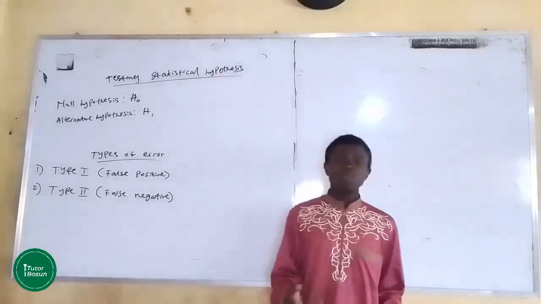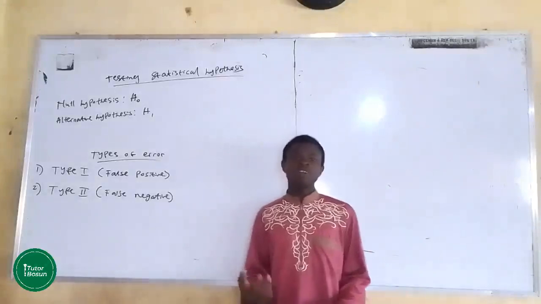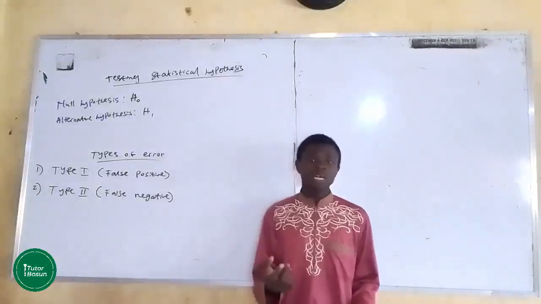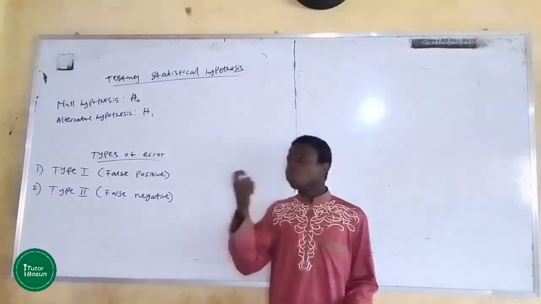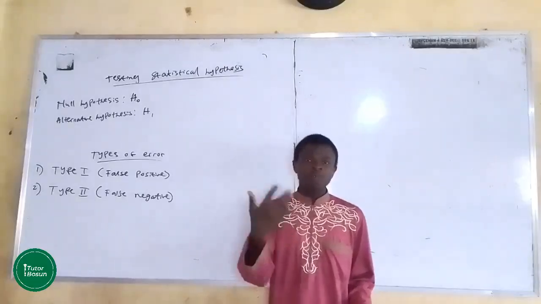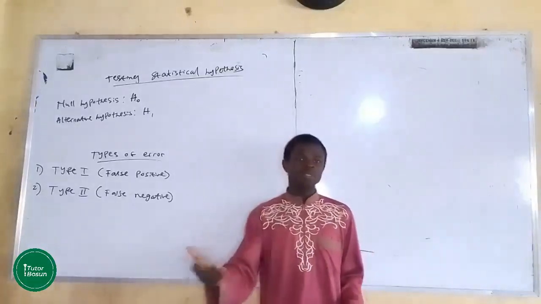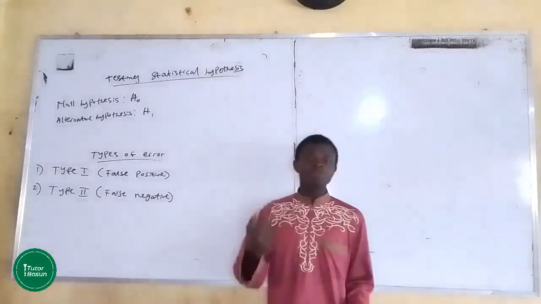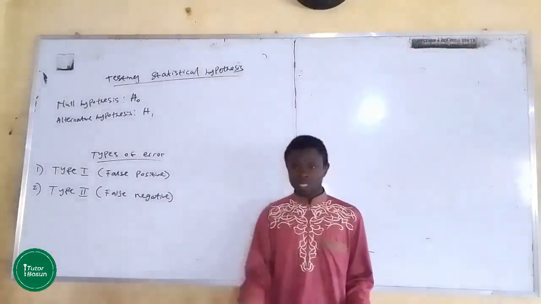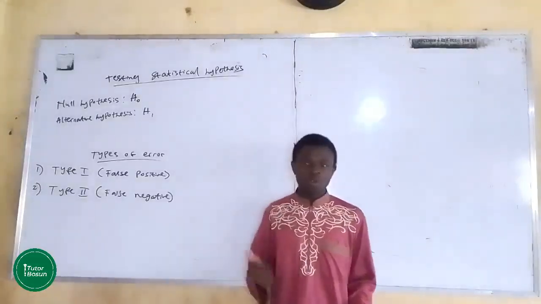In most cases, we work with 5% level of significance, which actually means that your hypothesis should be wrong only 5 times in 100 situations. It means that your level of confidence is 95%. That is, you are 95% sure of your test of hypothesis.